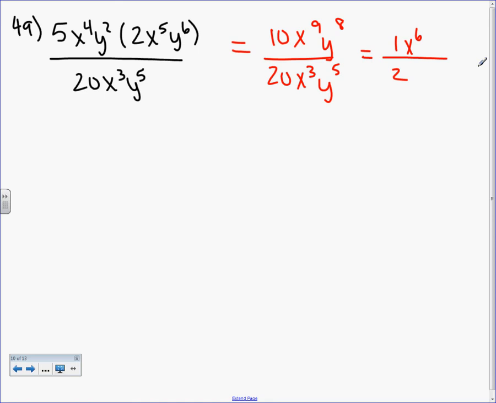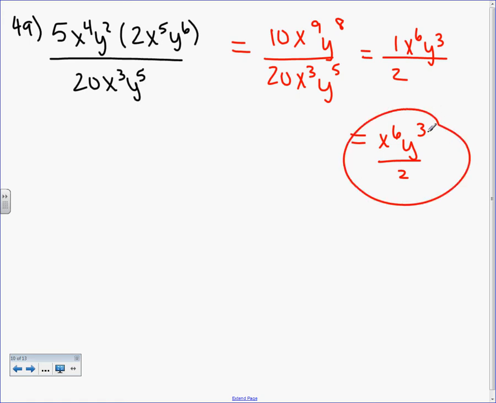What do you get? Y to the 3rd, top or bottom? Top. Technically, that 1 there is not only not necessary, but it's really actually kind of wrong, because what's 1 times x to the 6th? Just x to the 6th, right? I won't mark it wrong if you leave the 1, but don't. Okay? So that's done. That's all you can do.